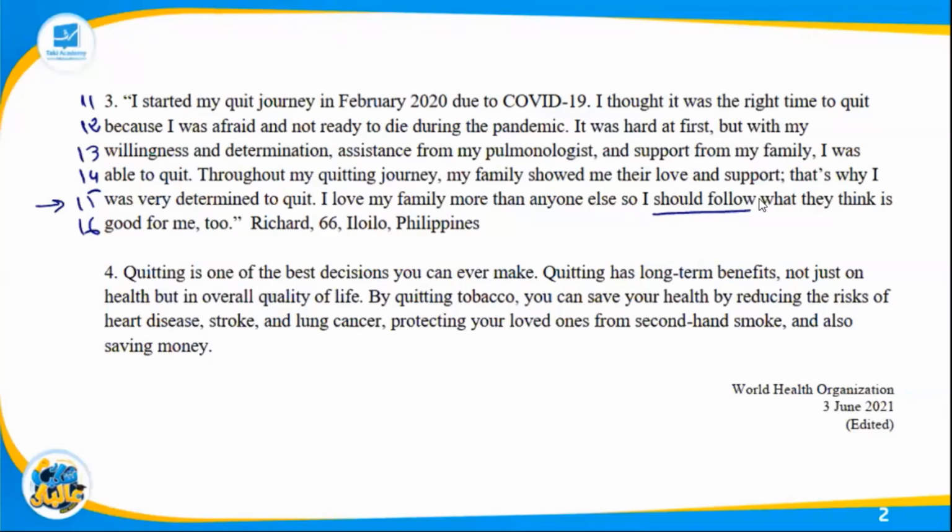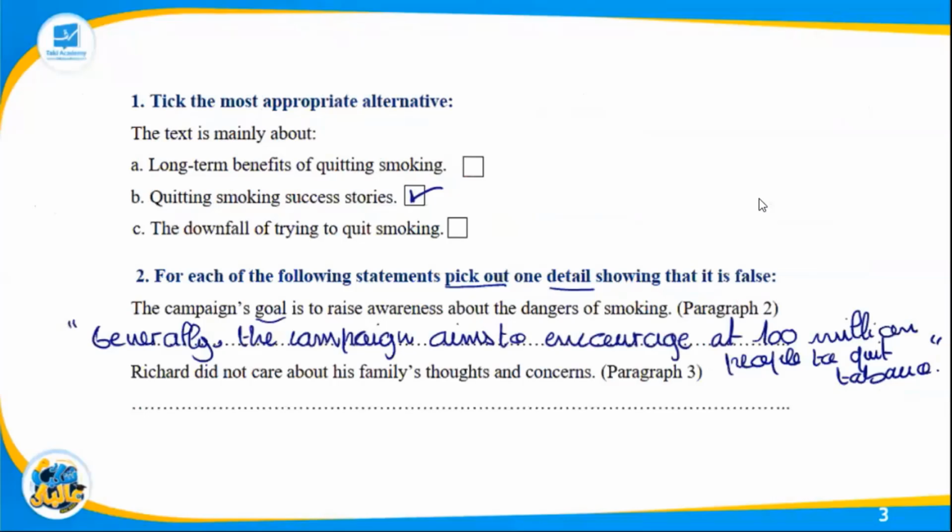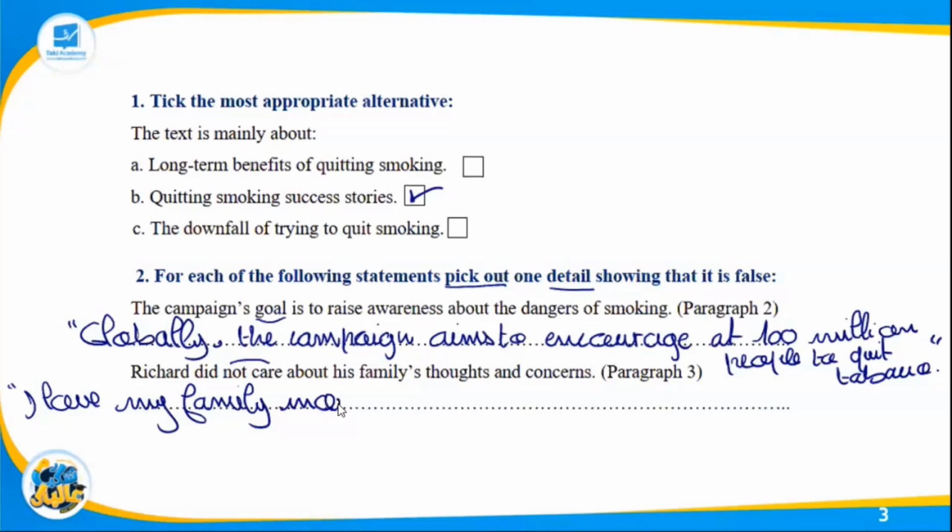Alright? So, I just want to correct this word, which is globally, not generally. I apologize for that. So I go back. It says I love my family. Even when we say I love my family, it shows the opposite of what he told us, he did not care. Okay? More than anyone else.